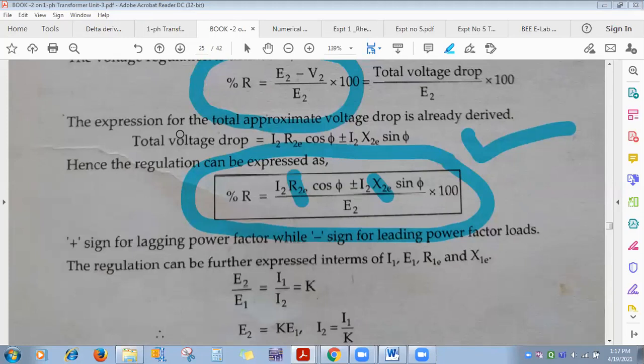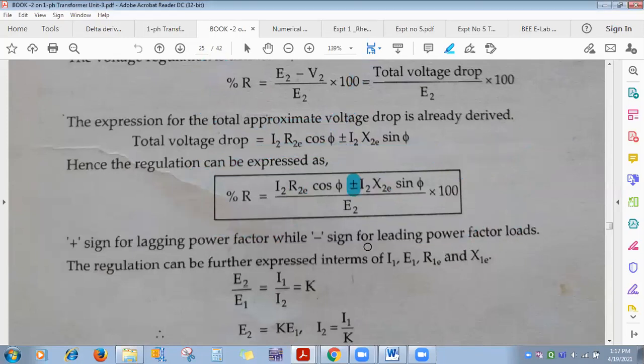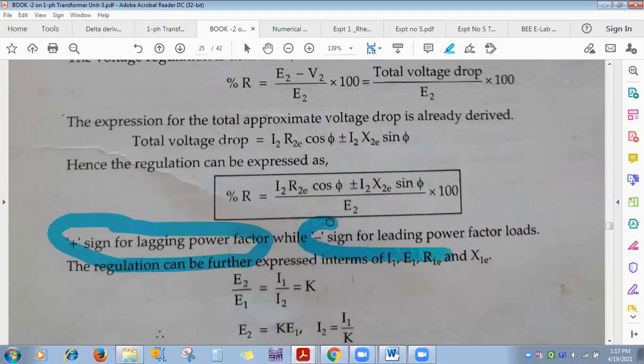Second thing is, okay, these three formulas you have to keep in your mind to calculate voltage regulation. Now, if you observe the lower two formulas here, see here, a plus minus sign is there. Now, when to use plus and when to use minus, see here it is given. Plus for lagging power factor and minus for leading power factor.